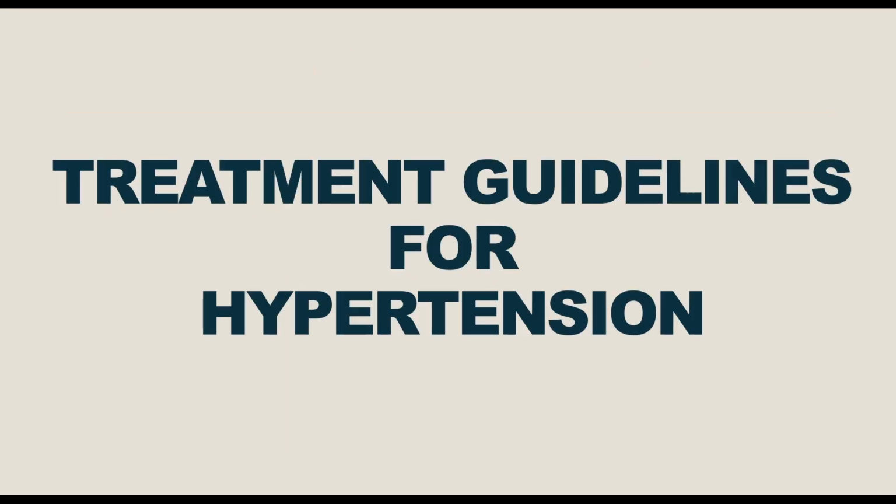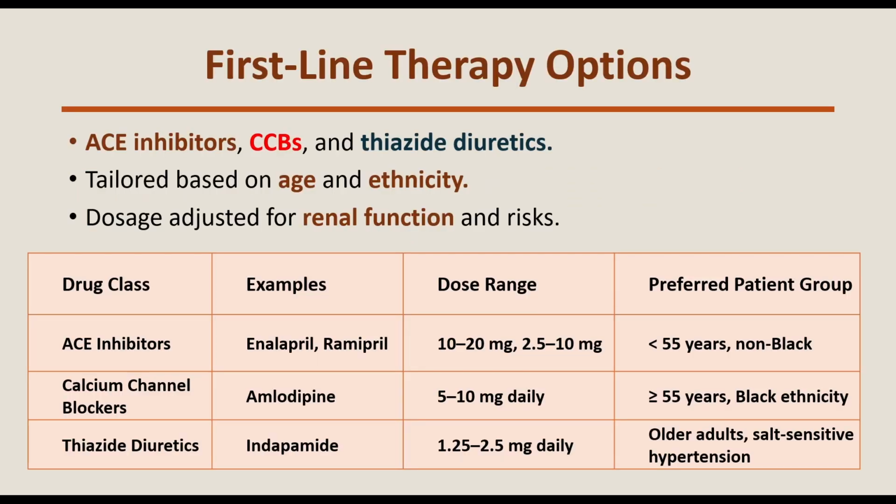Let's take a moment to explore the treatment guidelines for hypertension. First-line treatment. For the management of hypertension, angiotensin-converting enzyme (ACE) inhibitors, calcium channel blockers (CCBs), and thiazide diuretics are typically recommended as first-line treatment options. The table presented below is just to provide a concise summary of the first-line pharmacologic management of hypertension.